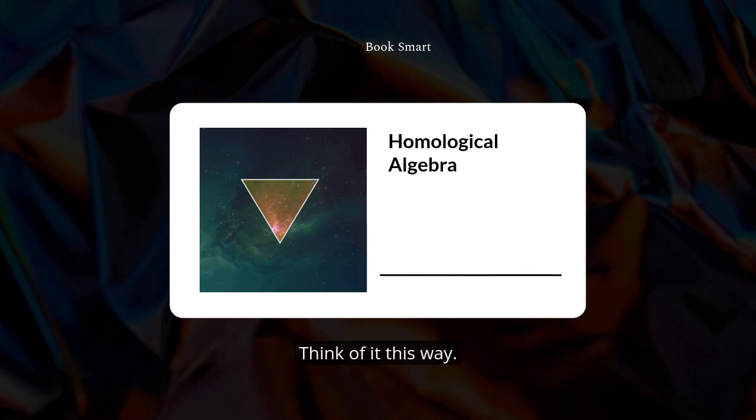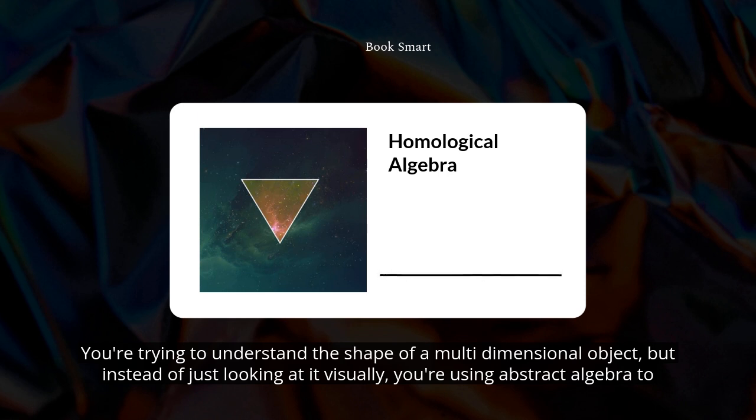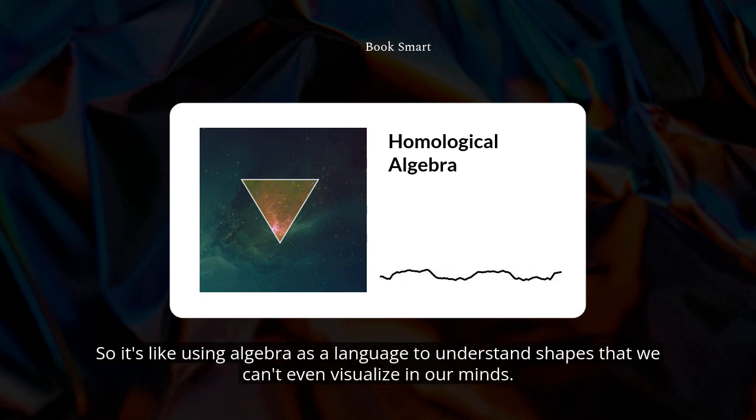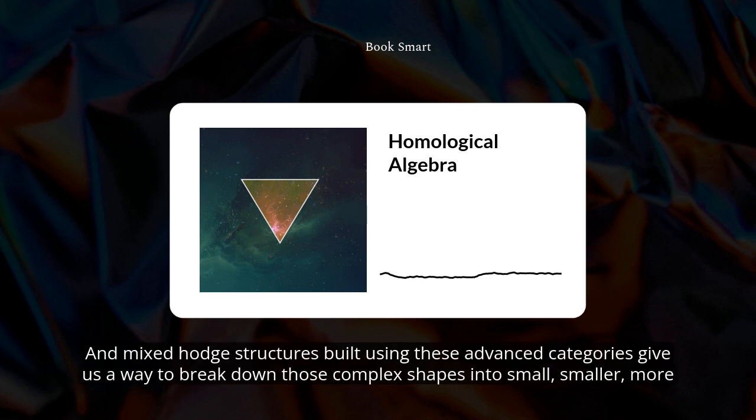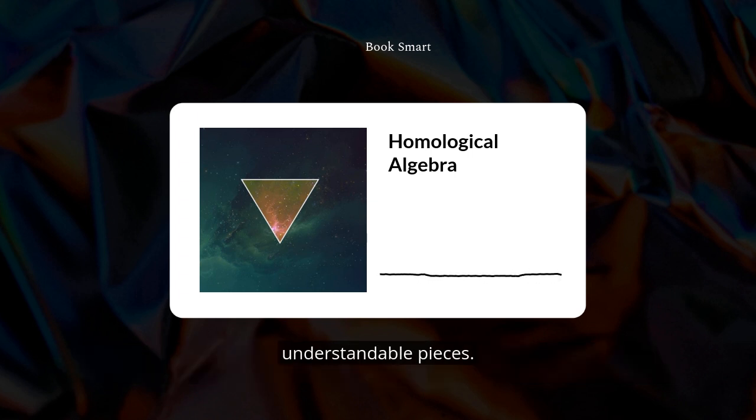Think of it this way. You're trying to understand the shape of a multidimensional object. But instead of just looking at it visually, you're using abstract algebra to describe its structure. So it's like using algebra as a language to understand shapes that we can't even visualize in our minds. You got it. And mixed Hodge structures, built using these advanced categories, give us a way to break down those complex shapes into smaller, more understandable pieces.